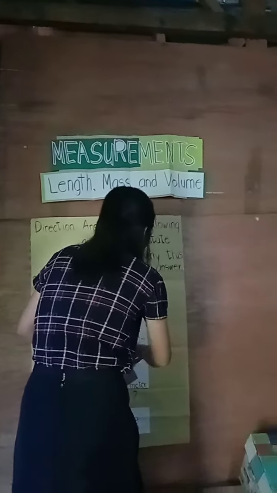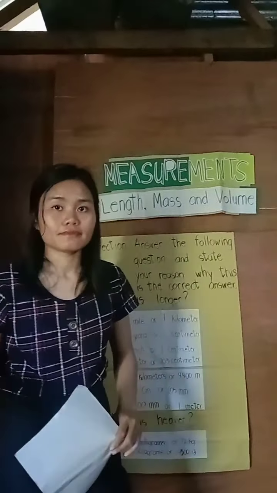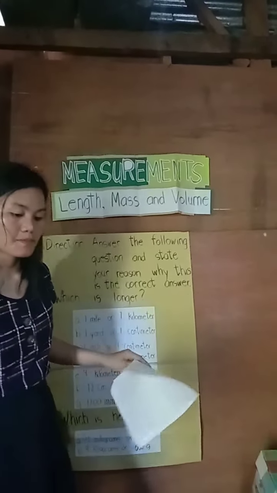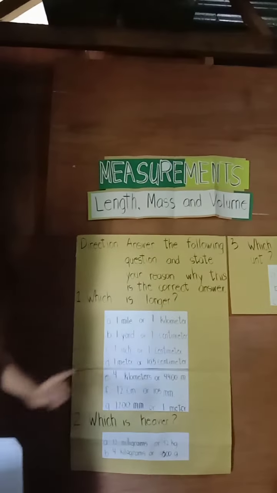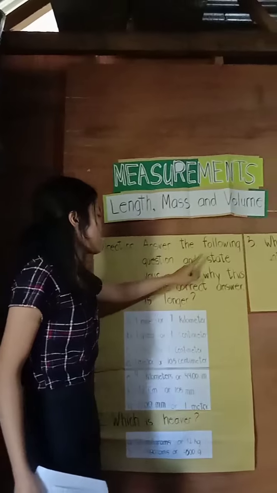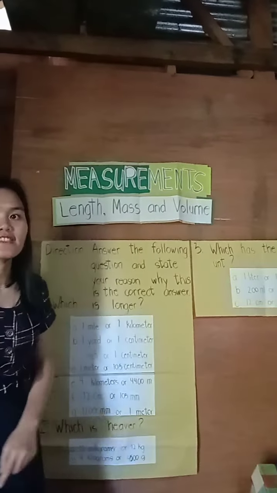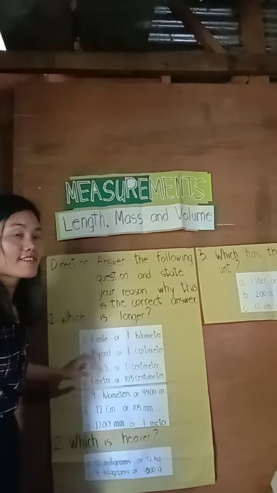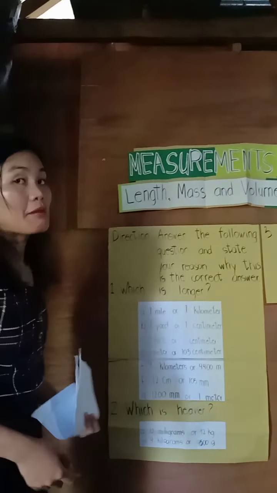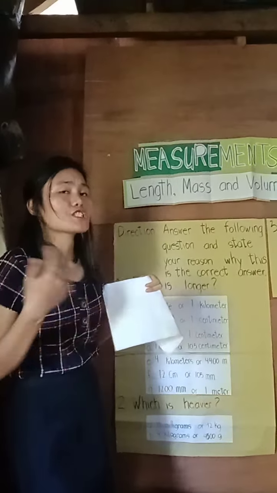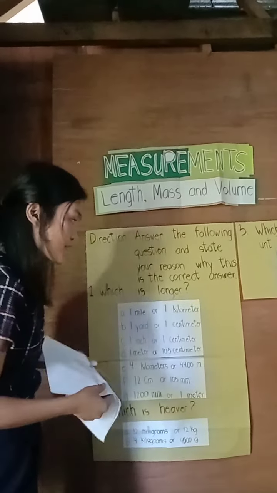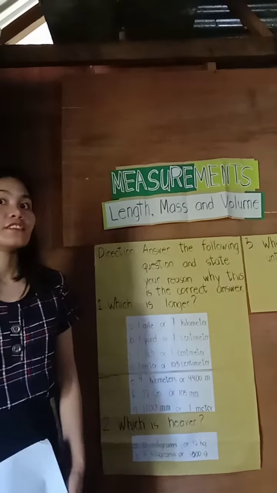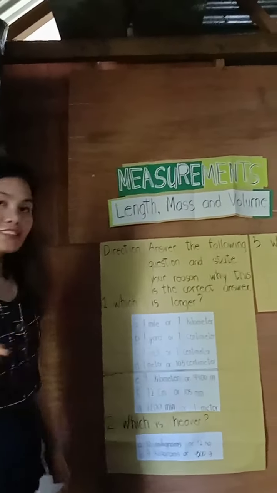Did you get your paper? Alright, so do not start yet. I will explain first to you the direction. The direction says to answer the following questions and state your reason why this is the correct answer. So you will not only answer, you will also explain why this is your answer. I will be giving you 10 minutes for that. And finished or not finished, you are going to pass your papers. Your timer starts now. Okay? Good luck.